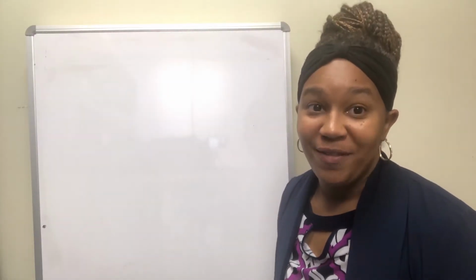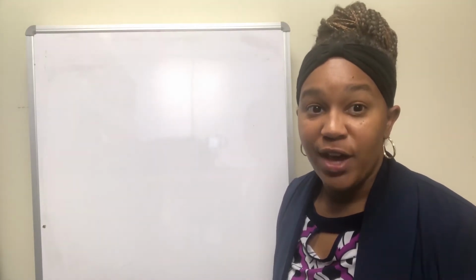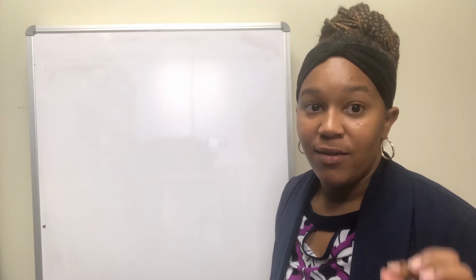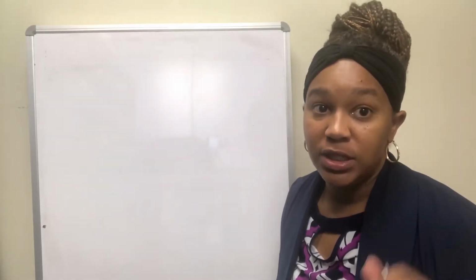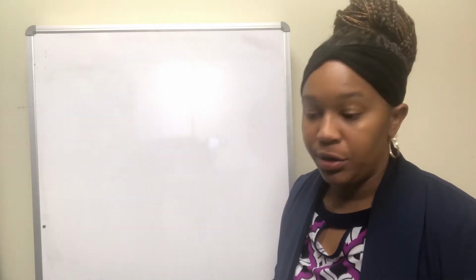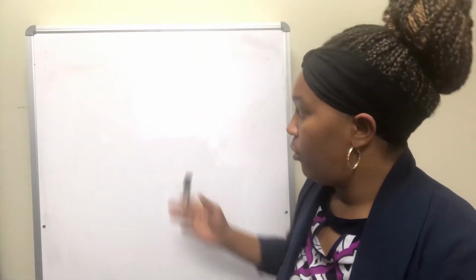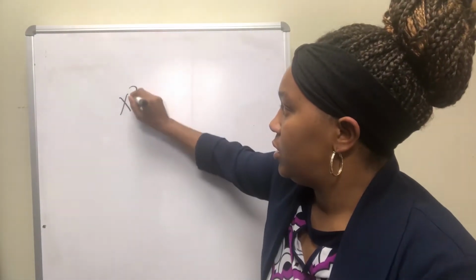Alrighty, so you're struggling with factoring. We're going to figure it out, right? In this video, we're going to factor trinomials that have a leading coefficient of 1. That means there's no number in front of the squared term. So whenever you have a trinomial of that form, it looks like this.